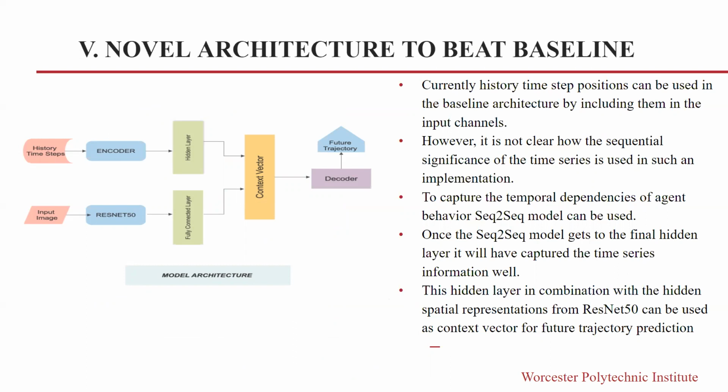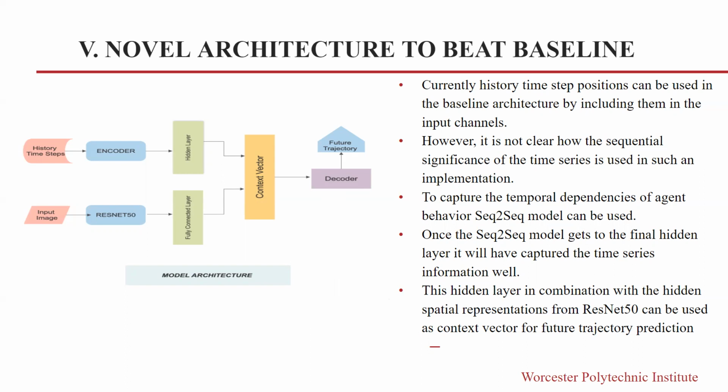So currently, history time step positions can be used in the baseline architecture by including them in the input channels. However, it's not clear how the sequential significance of the time series is used in such an implementation. So from one position leading to another, how it is particularly used is not very clear in the existing ResNet 50 implementation. So to capture the temporal dependencies of the agent behavior, a sequence-to-sequence model can be used. Once the sequence-to-sequence model gets to the final hidden layer, it will have captured the time series information well.